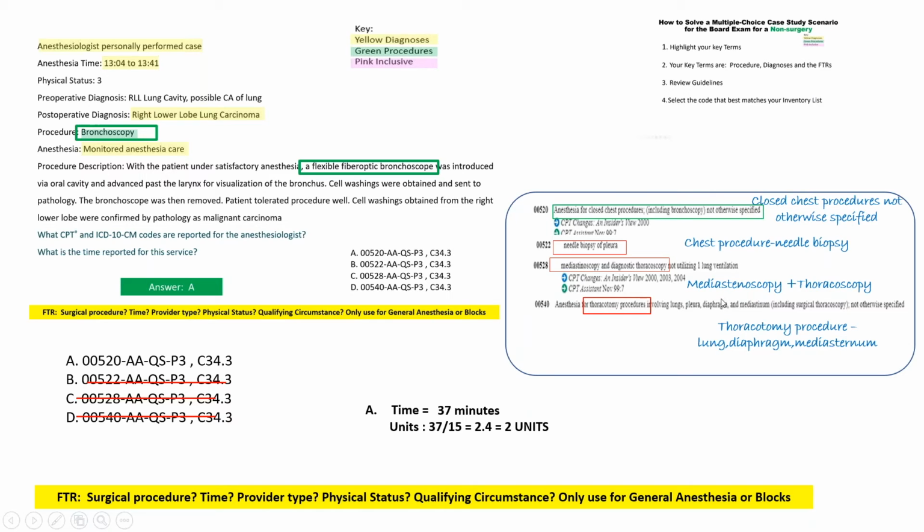The correct one would be option A, 00520. Since it's not specified, we'll go for anesthesia for closed chest procedures, including bronchoscopy, not otherwise specified. So we already have bronchoscopy included there. So this is the correct answer for the first scenario of the day. Well done, coders. All got the correct answer for that one. I'm so happy for that.